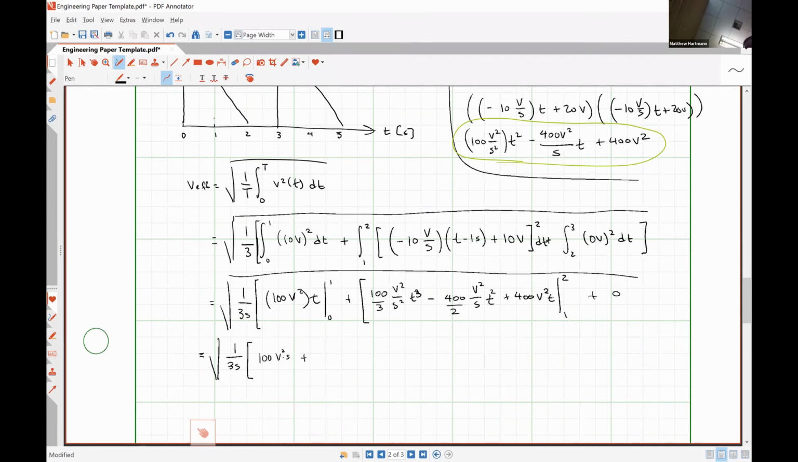So let's get back to this guy. 100 over 3 units of volts squared per second squared times 8 seconds cubed, minus 100 over 3 volts squared per second squared times 1 second cubed, minus 200 volts squared per second times 4 seconds squared, plus 200 volts squared per second times 1 second squared, plus 400 volts squared times 2 seconds minus 1 second. Make things a little bit easier.